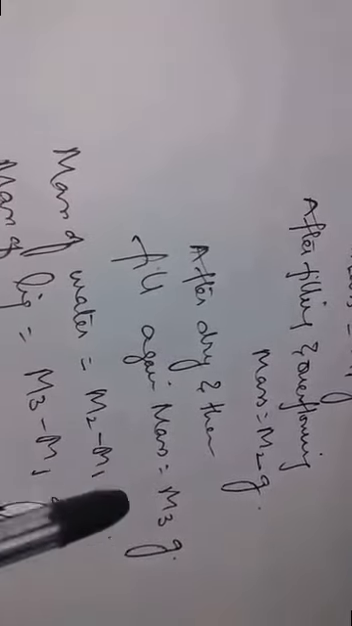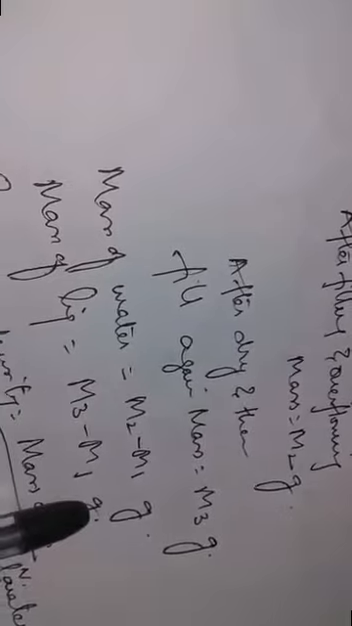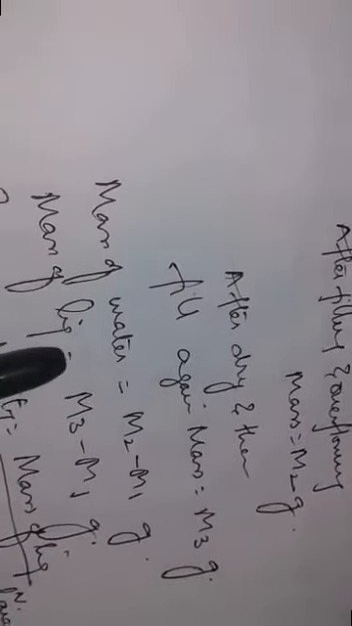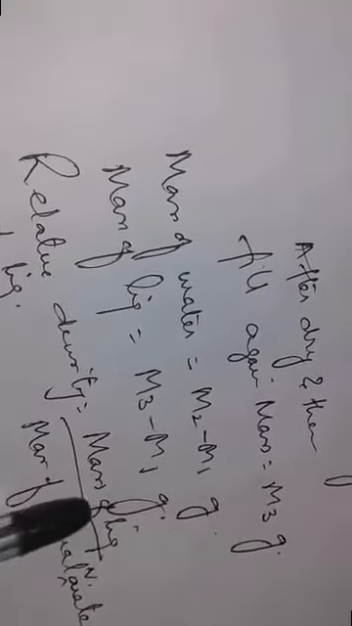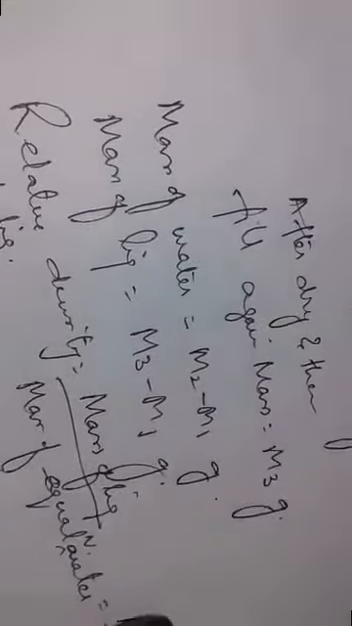Now the mass of the water is equal to m2 minus m1 gram and the mass of the liquid is equal to m3 minus m1 gram. Then we can calculate the relative density as mass of liquid over mass of equal volume of water, that is equal to (m3 minus m1) over (m2 minus m1).